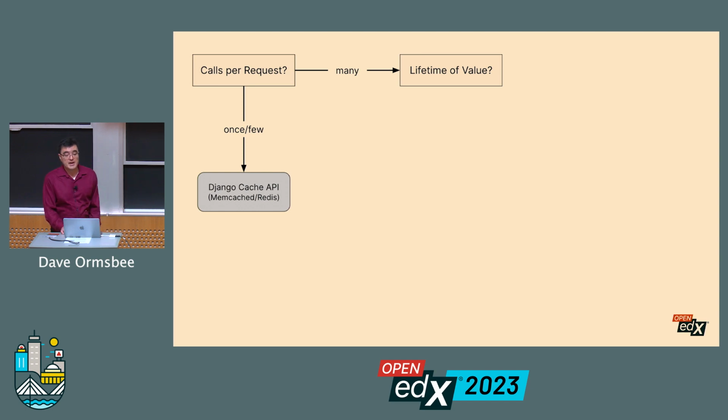If it's called many times in sub-requests and the lifetime of the value is the entire life of the process, meaning it never gets invalidated, then we can use, anyone, shout out? No, request cache is just the life of the request. I would do LRU cache, yes, LRU cache.